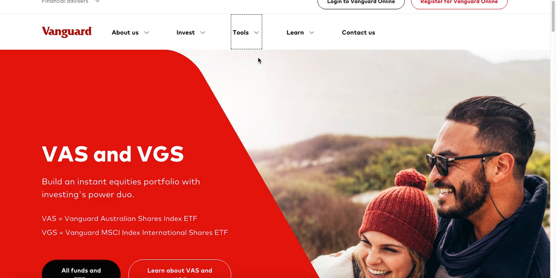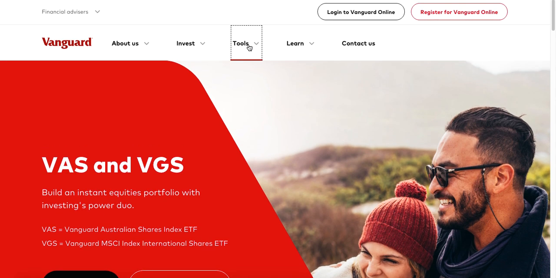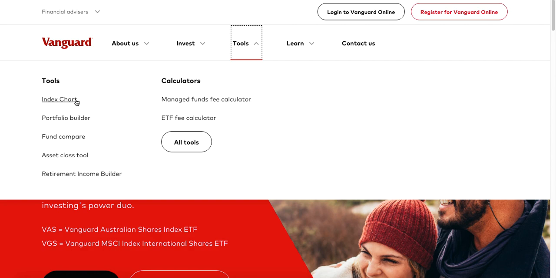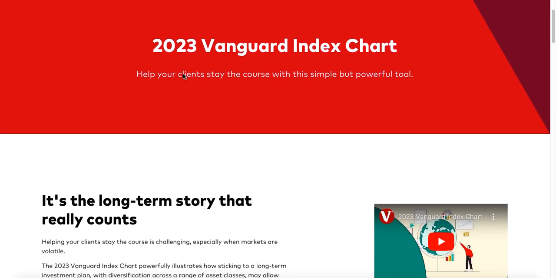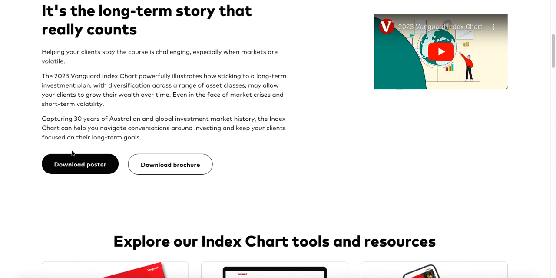Today we are really focusing on the Vanguard index chart, and we're going to jump straight into it and see where we can find that. So top right here, you can see tools, and the first thing you're going to see within the tools section is the index chart. By clicking on this option, it'll take you through to the Vanguard index chart. It'll come with the most recent one, 2023.